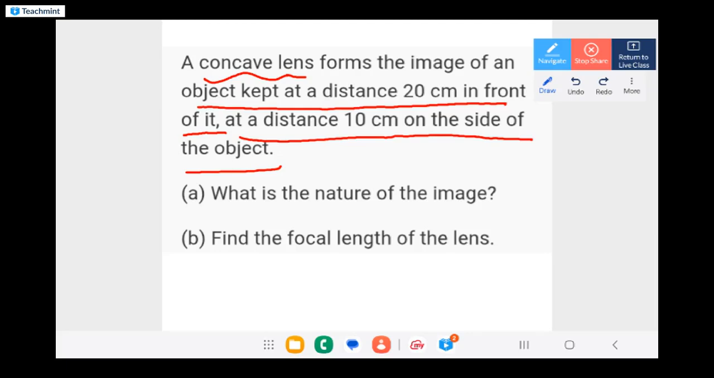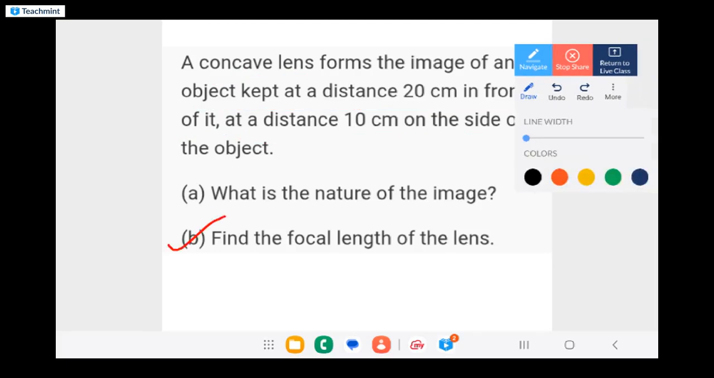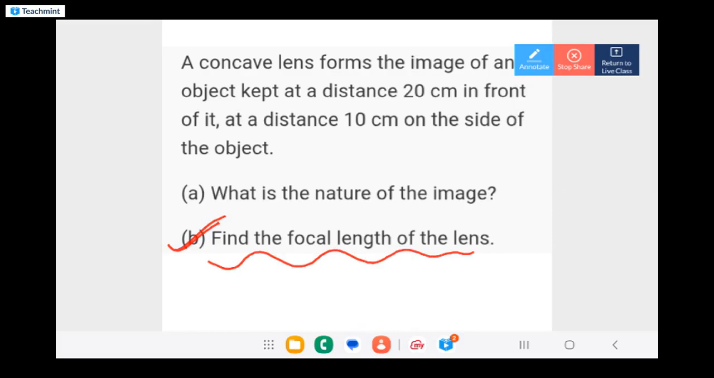Okay. So Nidhi, you're going to find the focal length. And Adit, tell me the value of u and v from the question. What is u value and what is the v value?